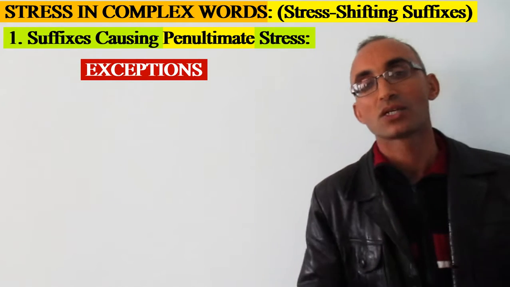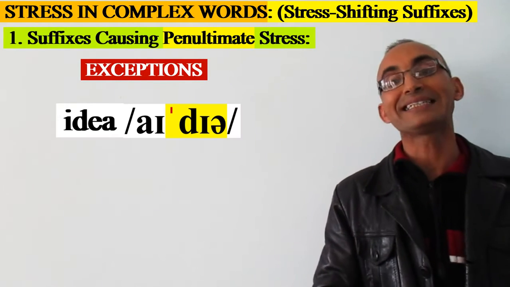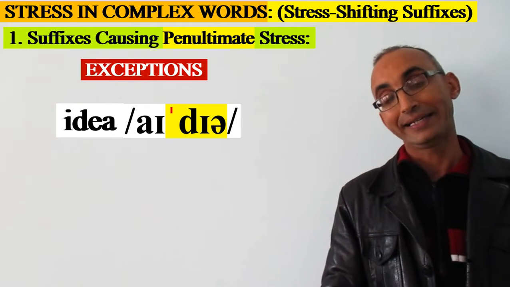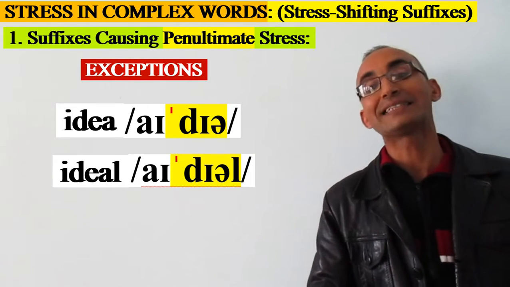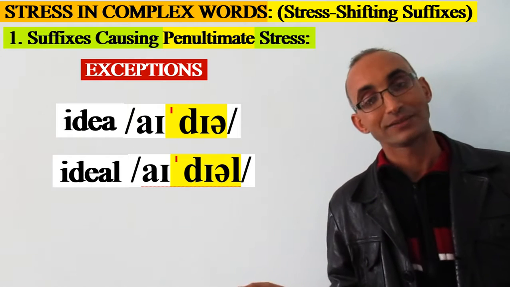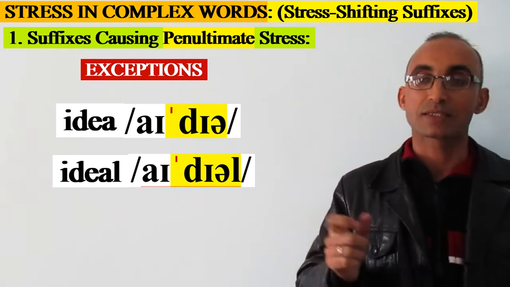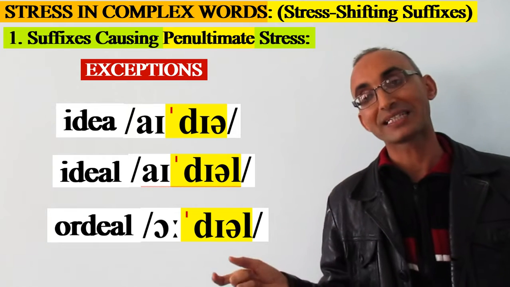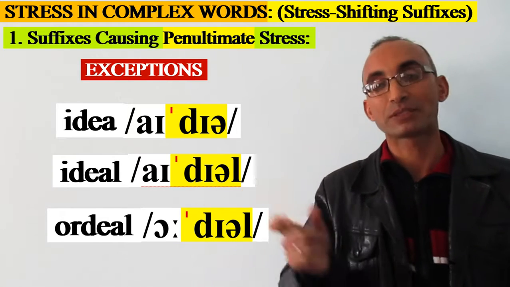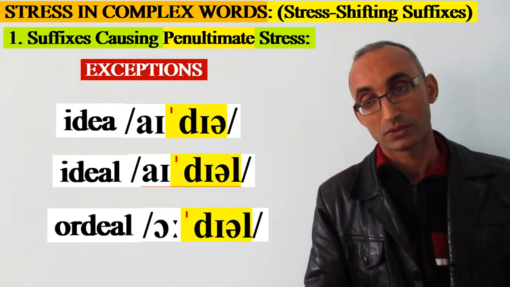Here also be careful, you can find some exceptions for all these suffixes. Example, the word idea, here I stress dia and not the penultimate. Also idea, I stress d and not the penultimate. Also ordeal, I stress deal, which is the suffix and not the penultimate or. Clear? Go.